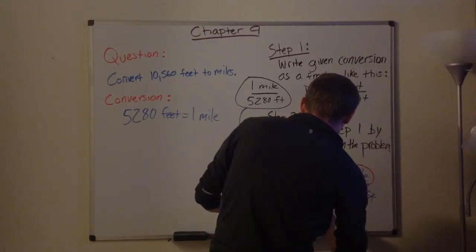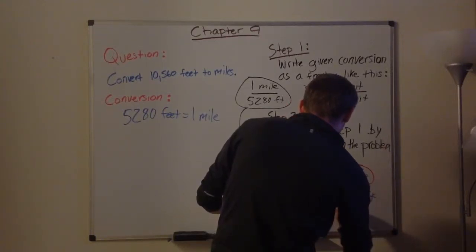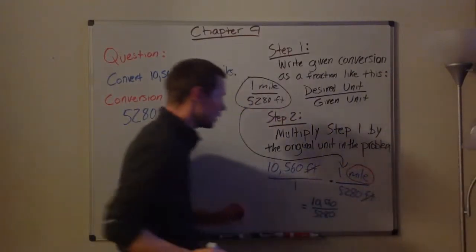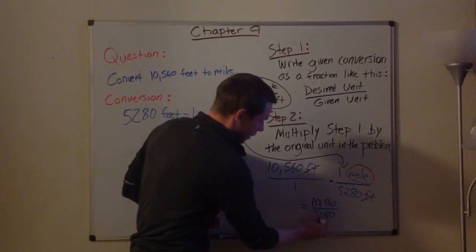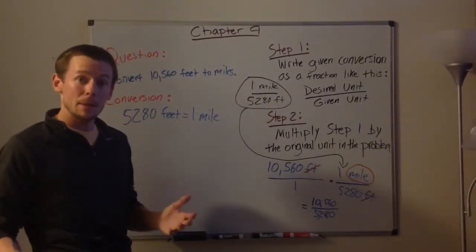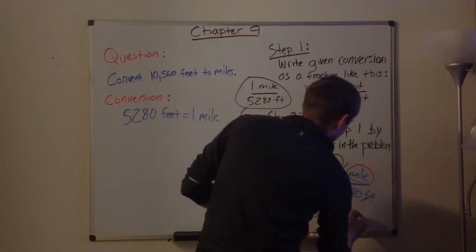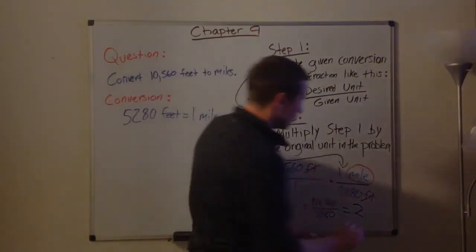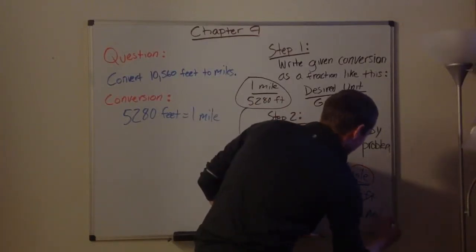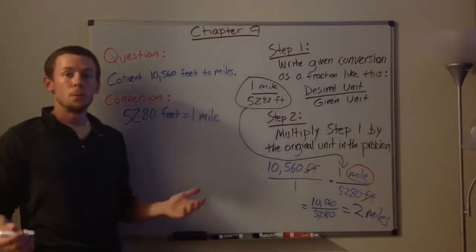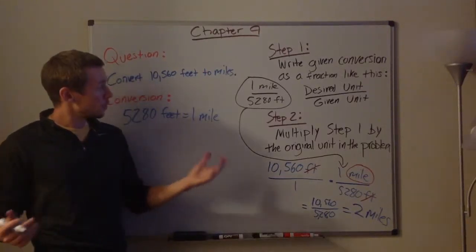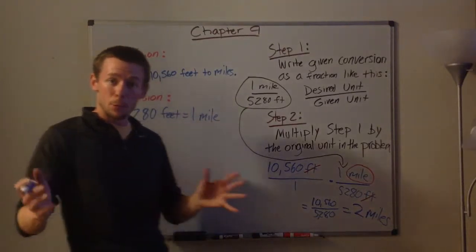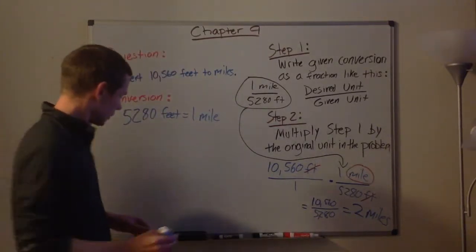So we get 10,560 in the numerator, 5,280 in the denominator. Divide those out, and it comes out to 2. So the answer is 2 miles. Okay? So if you feel comfortable, you can stop there. I'm going to do a couple more examples, though, if you'd like to see a few more examples.